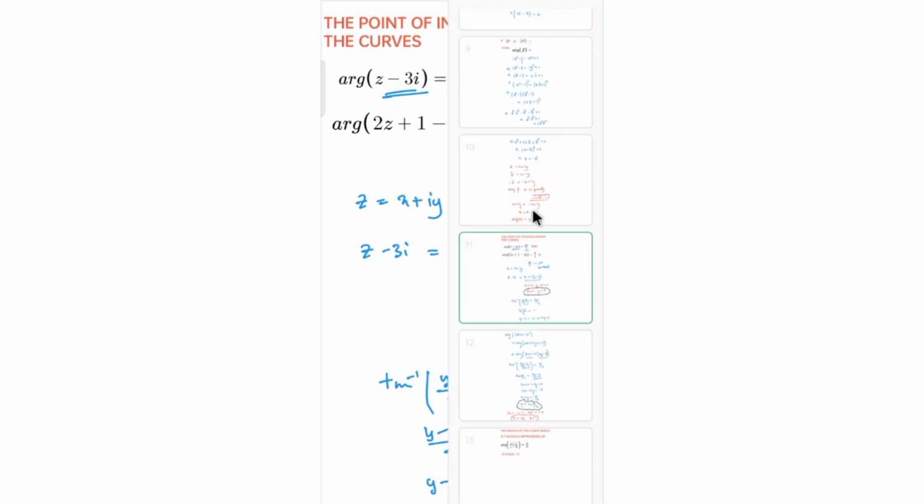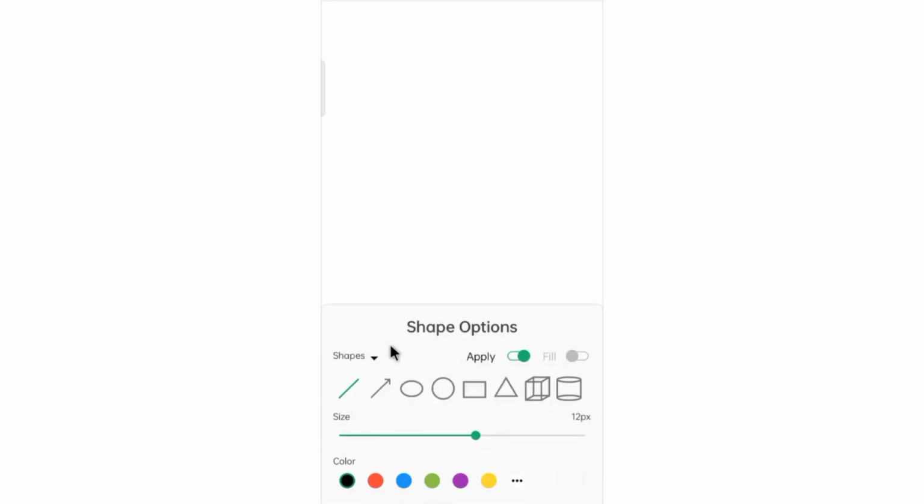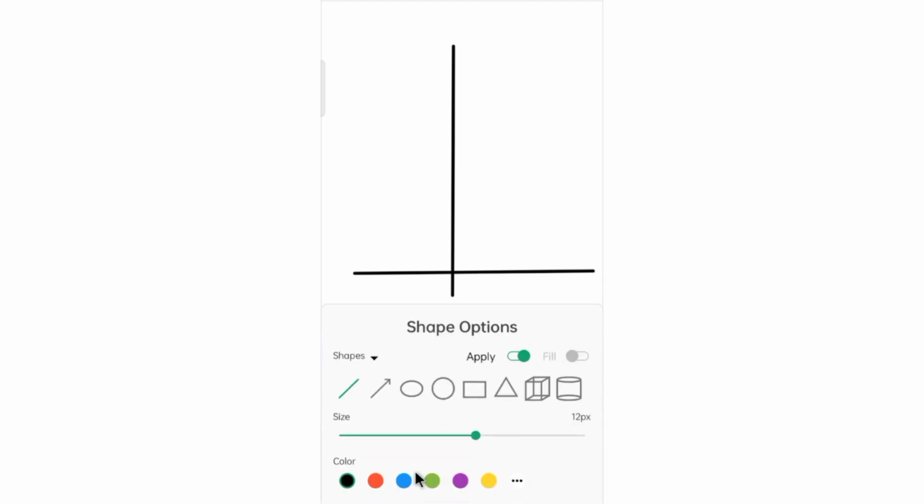So plotting all those things, let me draw the coordinate axis first. This is my y axis, and this is my x axis, the real part. Now the first line is this, and this.